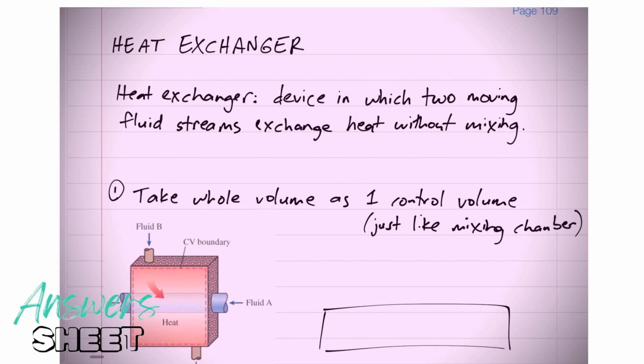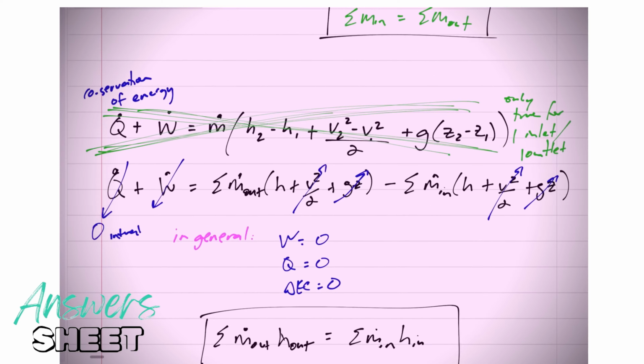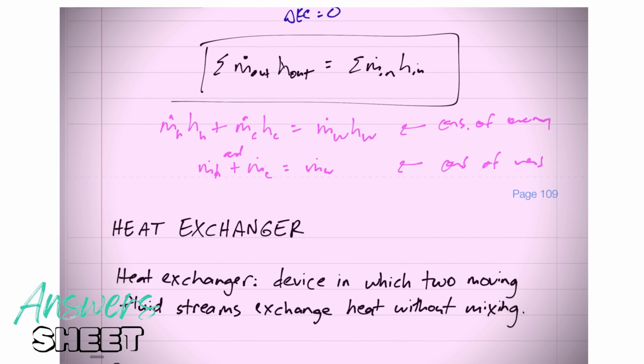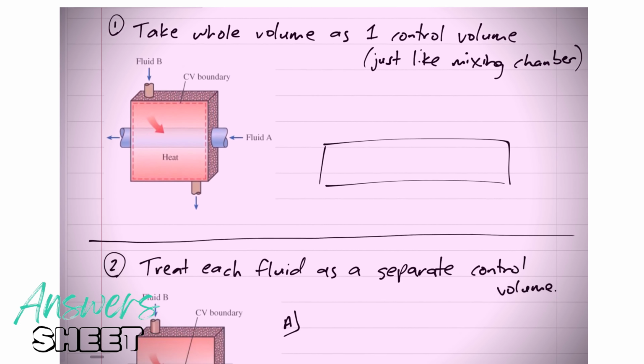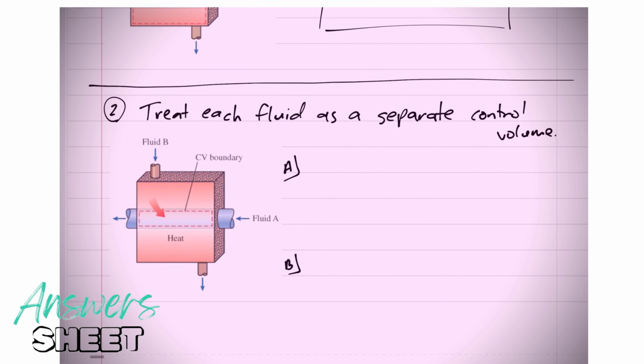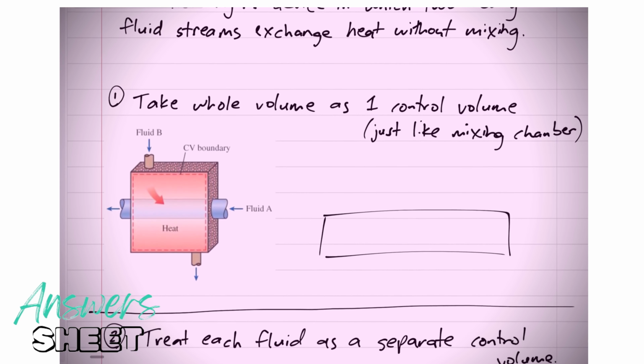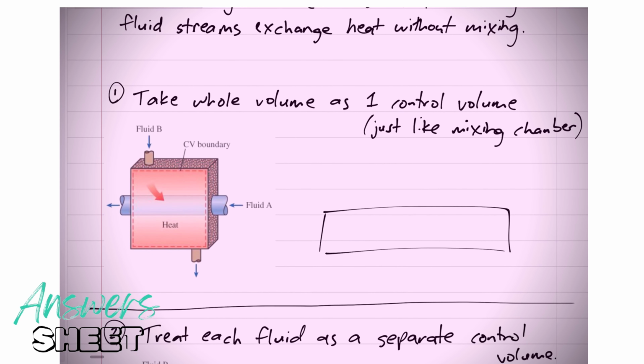Two more. Heat exchanger. A heat exchanger is just like a mixing chamber, except they don't really mix. The fluid streams exchange heat without mixing. All right? We have two methods for looking at heat exchangers. Method 1 is to treat the whole volume as one, or method 2 is to treat each fluid separately. If we treat the whole volume as one, it's just like a mixing chamber.